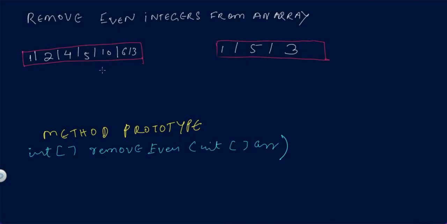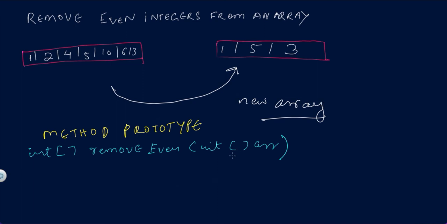So in this problem statement, we will remove even integers from an array. The left side is the input array and the right side is the output array. It means that we will be returning a new array, and it will contain all the odd integers existing in our array. Always remember one thing while solving most programming problems: you will be returning a new array. You will not need to modify the existing array.